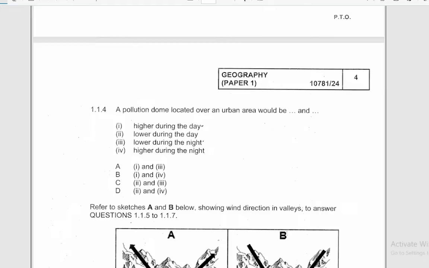situation. During the day, if this is our urban area, these are our buildings, we are assuming these are our buildings in the urban area. Our pollution dome during the day looks like this.